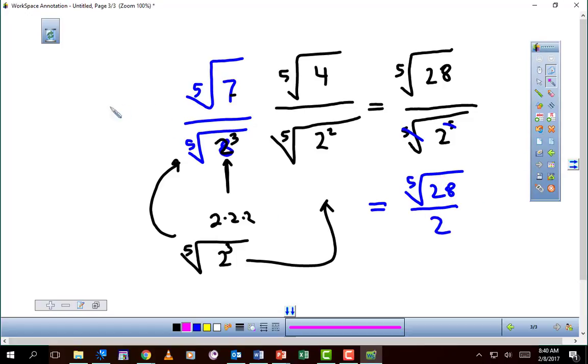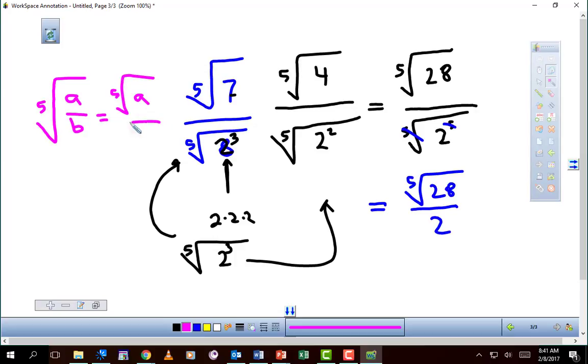One of the properties we have about radicals is that you can split them up. For example, if you have a fifth root and you have a over b, you can split this up into the fifth root of a divided by the fifth root of b. But notice the index is the same. You can do this property when you have an index of 5. You have to keep the index 5 here, and you have to keep the index 5 here.